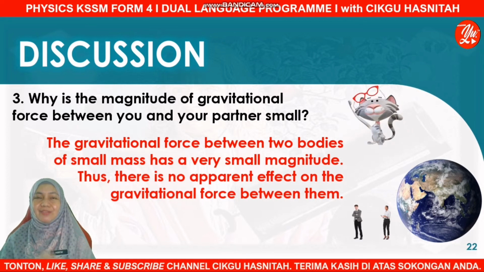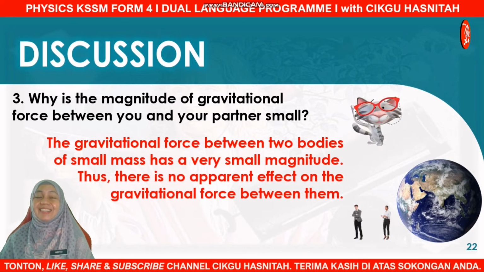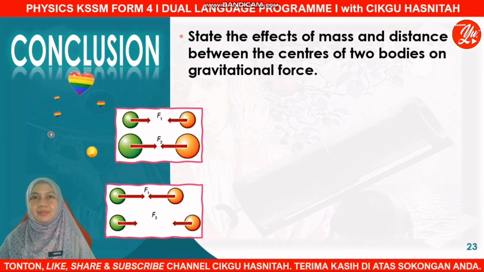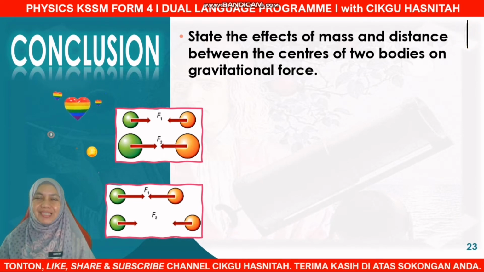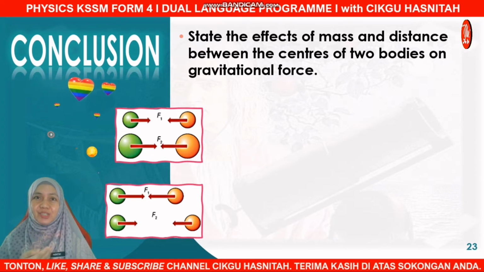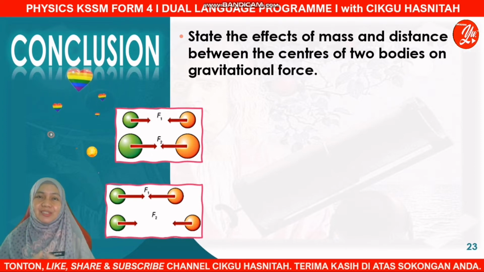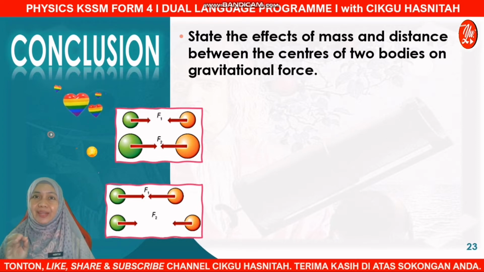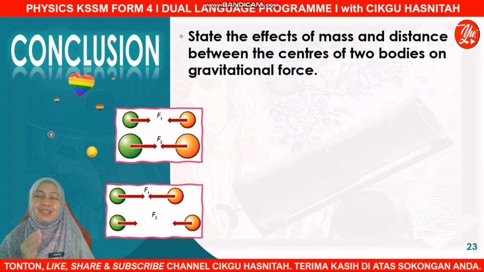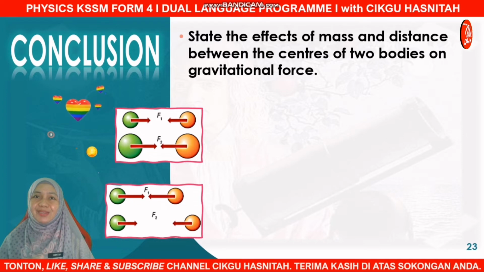Okay, so by this, we have solved all the questions in the discussion part. Well, students, I guess from this activity, now you understand why we cannot feel the force of attraction between ourselves and our partners who stand next to us. This is due to our small magnitude in mass, where the force acting is only about 10 to the power of negative 8 Newton. So very small, very weak. That's why we say there is no apparent effect on the gravitational force acting. Okay, and how do we conclude this activity?